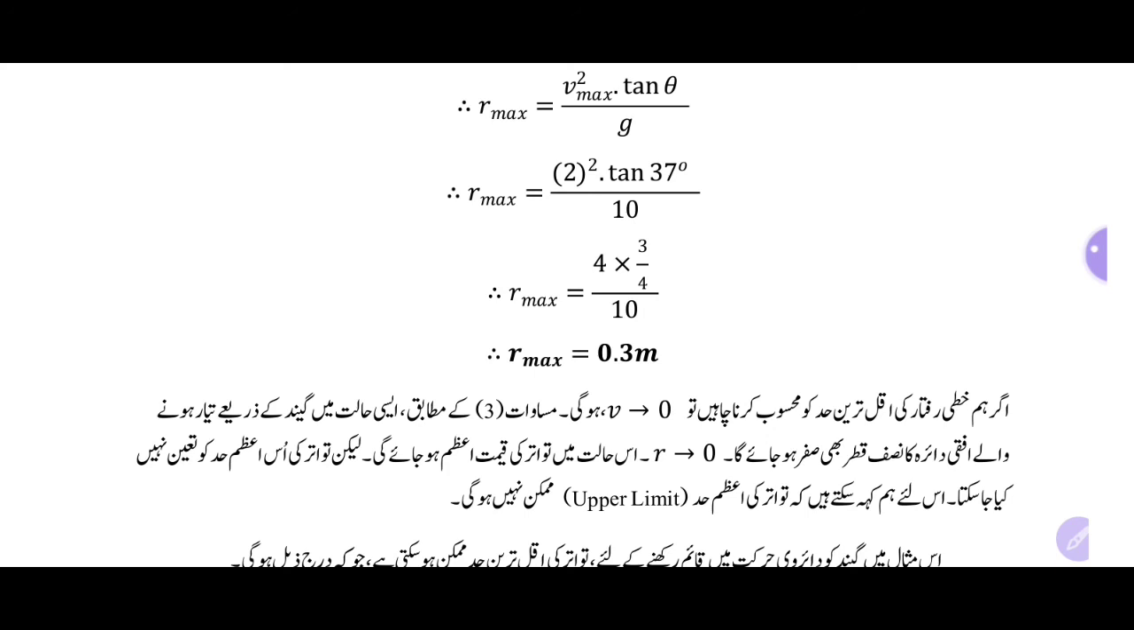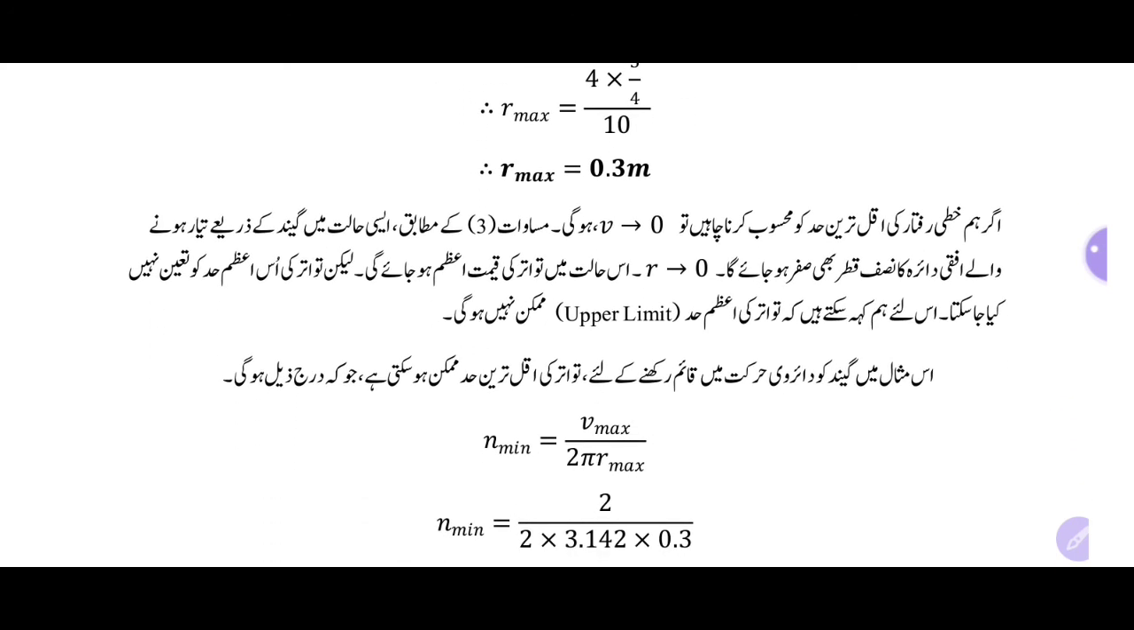Frequency increases when we take velocity nearly equal to 0 and radius nearly equal to 0, but this is not possible, because in this case the frequency will become infinite, or we cannot actually find this type of value, because it will become 0 over 0. So practically it is not possible for us to calculate the upper limit, or maximum value, of frequency.